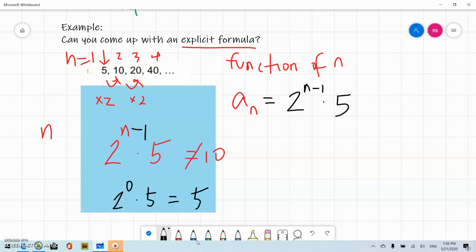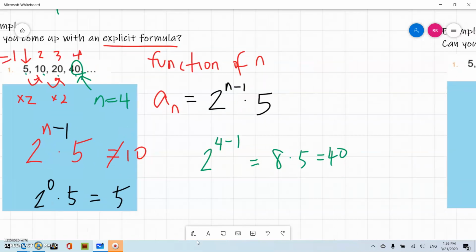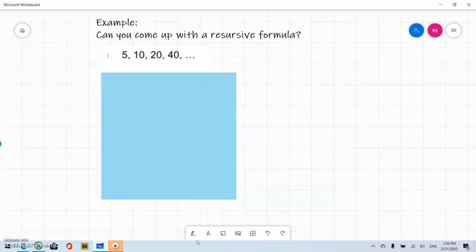Okay, and then I will check another number like 1, 2, 3, 4. Let me check n equal 4. So then 4 minus 1 is 3, and 2 cubed is 8, times 5 is 40, which I should get. So that means my formula is probably accurate for this sequence. Again, don't worry if you can't come up with it in 2 minutes, because it will take some time.